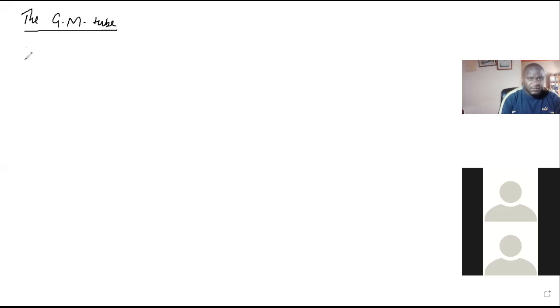Now, this device is made up of a thin mica window. The thin mica window looks like this. Then it has a metal casing. Then it has a thin wire anode.